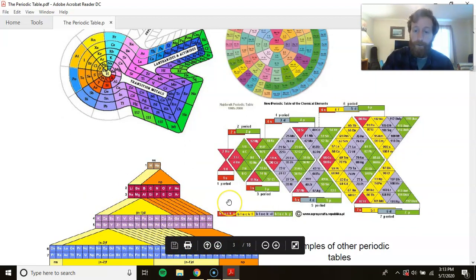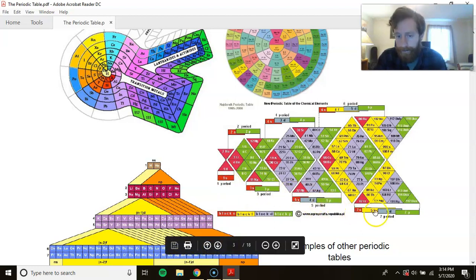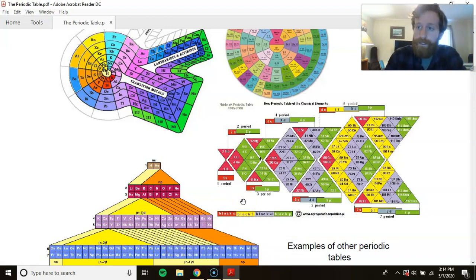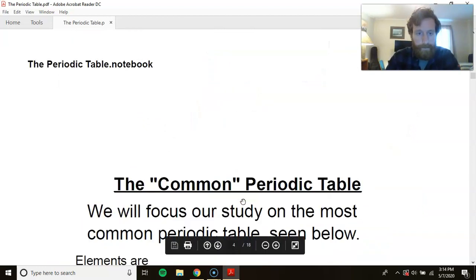So here you can see some very different looking periodic tables, some more circular, some more whatever that is. But one important thing to note here is if you look closely at these, you'll see some familiar letters. You'll see S, P, D, and F. So again, really we organize elements based on their electron configurations because their electron configurations determine their chemical properties. That's what we're going to be talking about today.